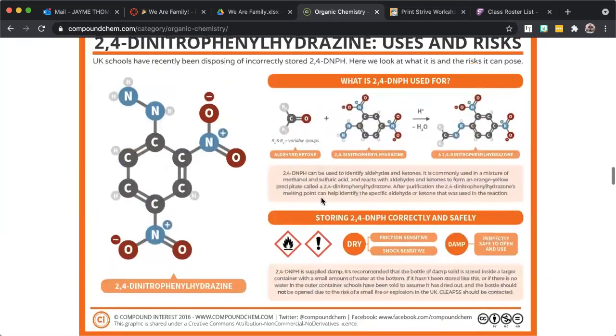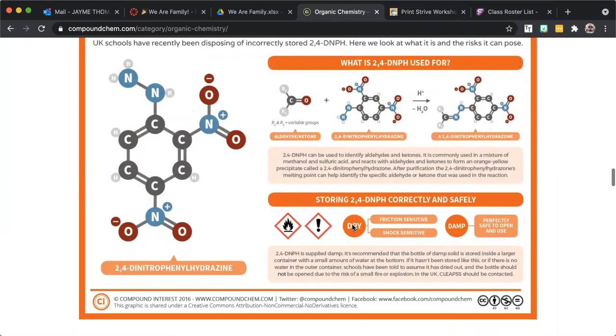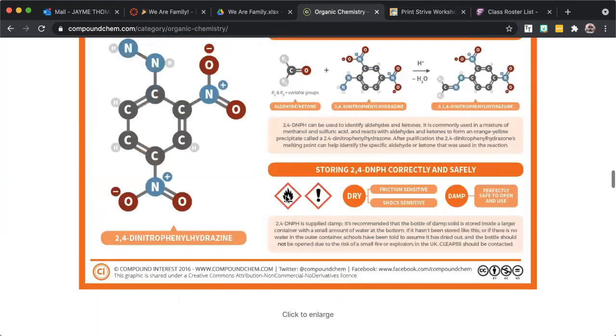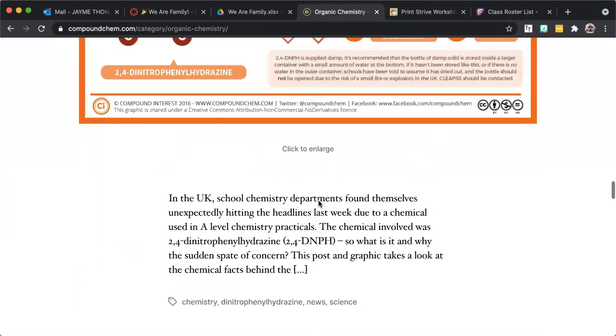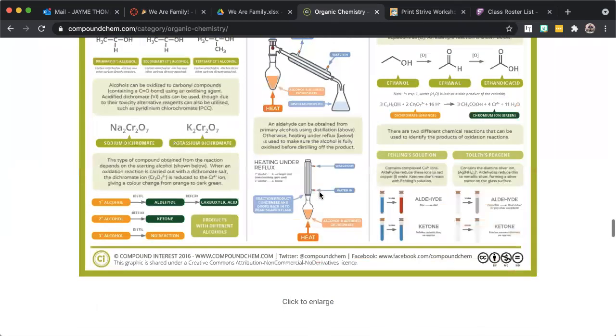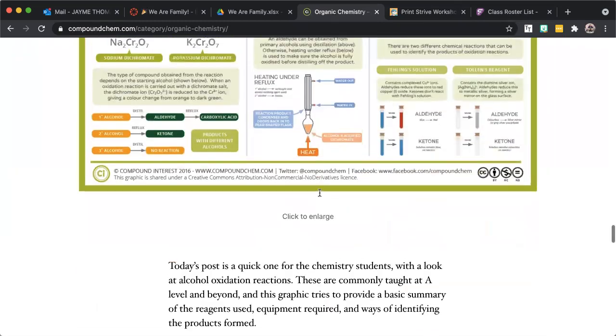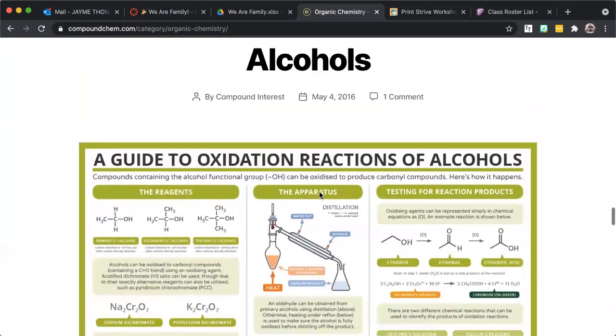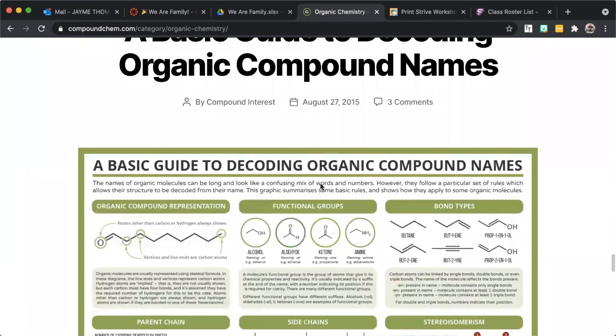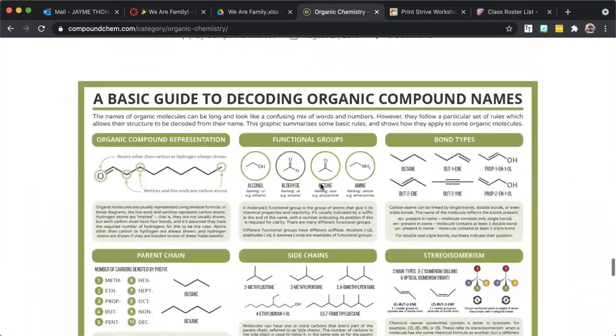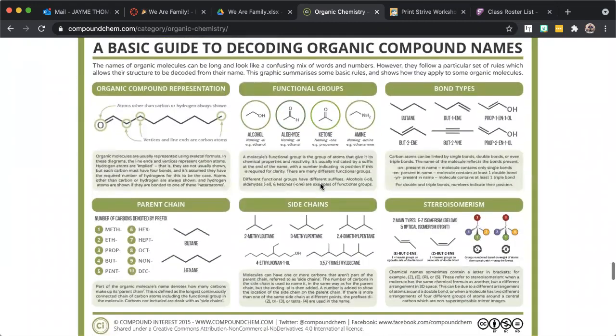And so it has the structure, so you can see the images, the elements are different colors. They go over, here's the text, there's some subheadings here. What's it used for, and how do you store it correctly and safely? They've got some images here for the warnings for safety. So these are just some more guidance or explanation. Okay. Here's another one on organic compound names.